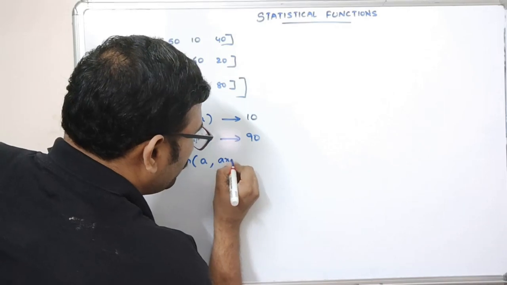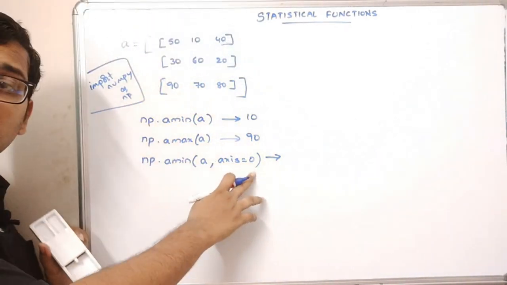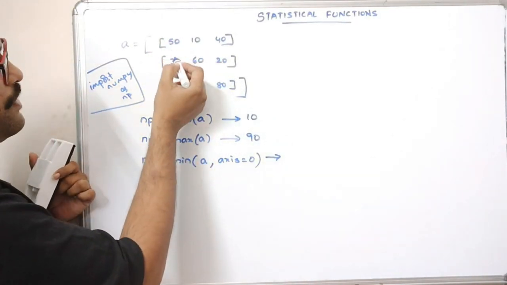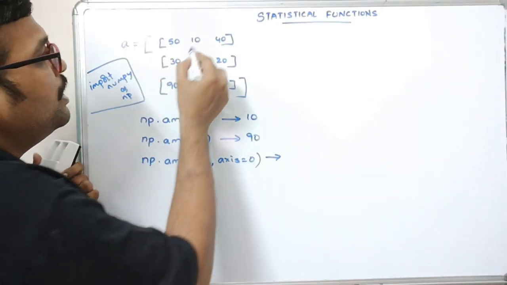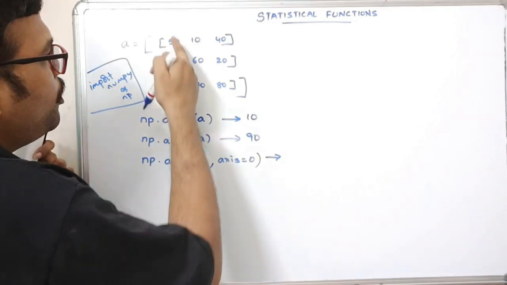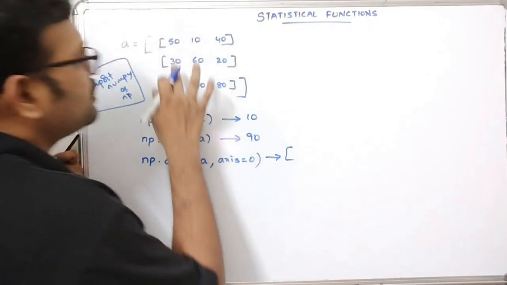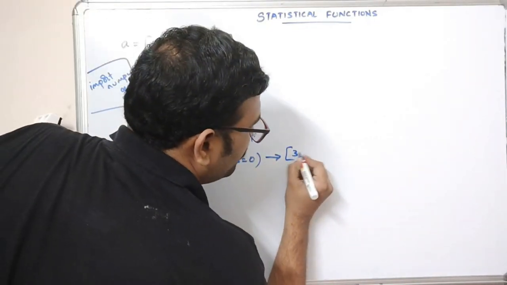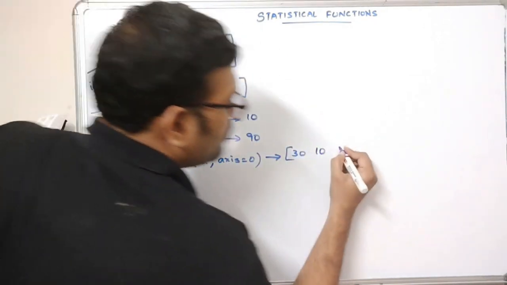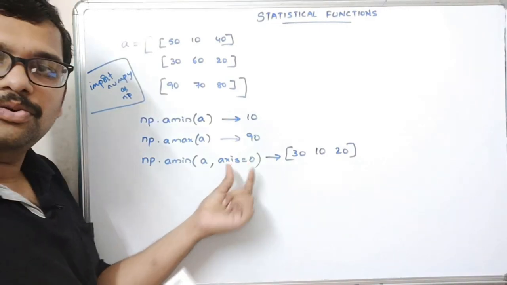Similarly np.amin of a comma, here we can also find the minimum element along the axis, right? So here we can go with axis equal to 0. In the previous session we said that axis equal to 0 means column-wise operations. See here the columns: 50, 30, 90 is the first column, 10, 60, 70 is the second column, 40, 20 and 80 is the third column. Among these, find the minimum value, so we'll get an array. First 50, 30, 90, 30 is the minimum, and 10, 60, 70, 10 is the minimum, 40, 20, 80, 20 is the minimum. So this will be the result for amin with axis 0.